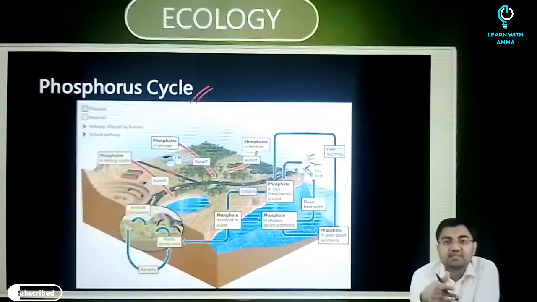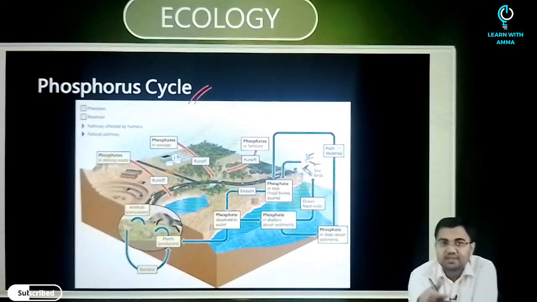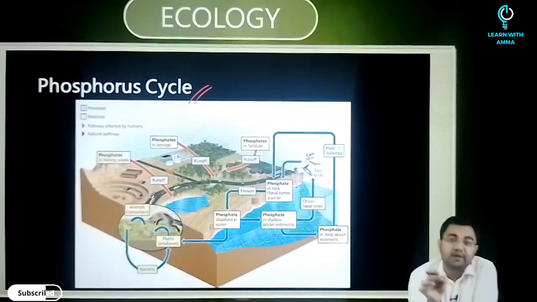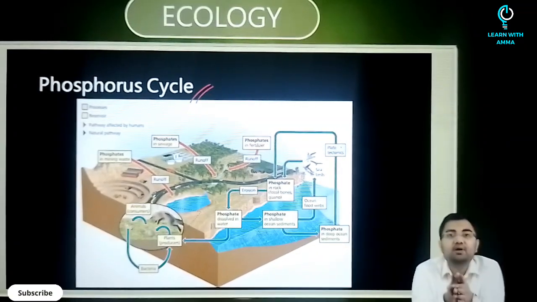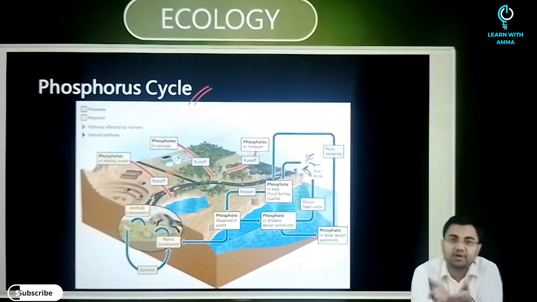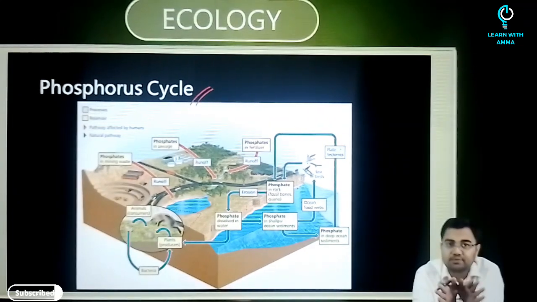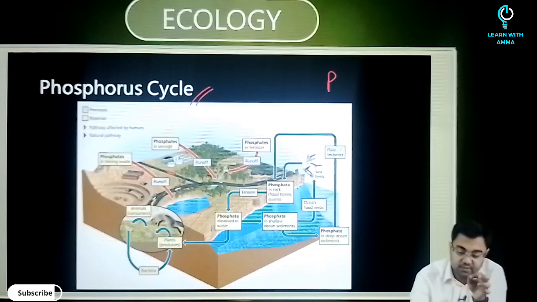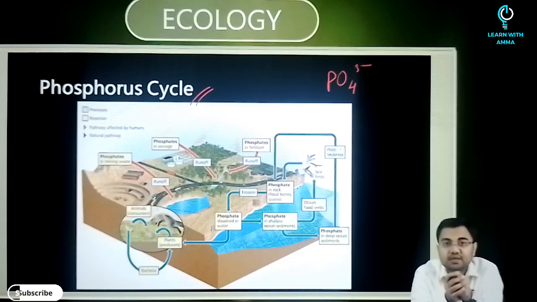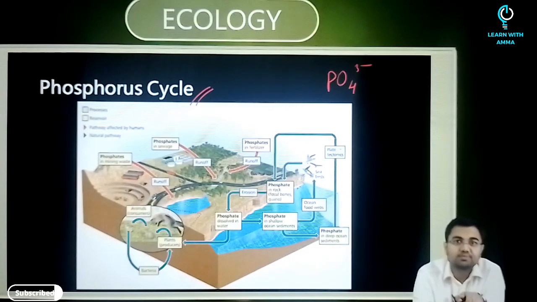Now phosphates circulate through water, through Earth's crust, and through the living organisms on the Earth. Now in contrast with cycles of water or carbon or nitrogen, the phosphorus cycle does not include the atmosphere. The major reservoir for phosphorus are the phosphate salts that contain the phosphate ion. What is phosphate ion? PO4 3-. This is there in terrestrial rock formation, in ocean bottoms, etc.